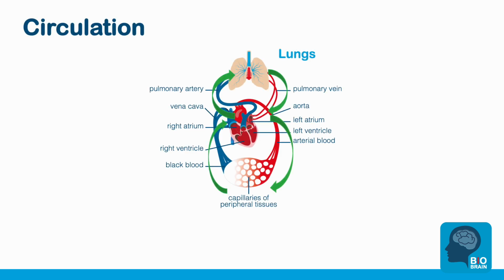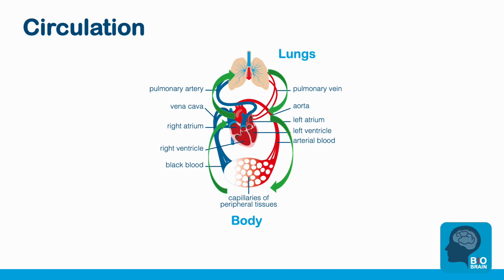Now, let's take a look at circulation. Circulation, in terms of the cardiovascular system, describes the movement of blood pumped by the heart through arteries, capillaries, and veins for nutrient and oxygen exchange, as well as removing carbon dioxide, a waste product in humans, from the body.